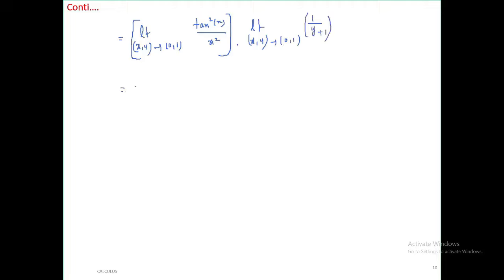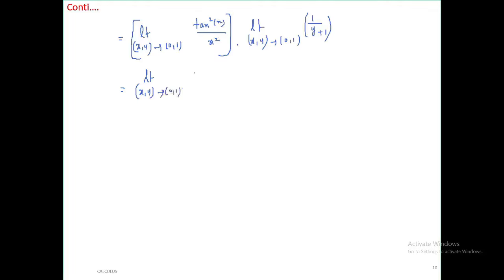So now substitute the limits. What you will get: x is 0 and y is 1. If you substitute x is 0, you will get 0 by 0 form. Now you will apply L'Hospital rule here. Why? Because you are having functions of a single variable. This function is of a single variable only. Now you can apply L'Hospital rule.